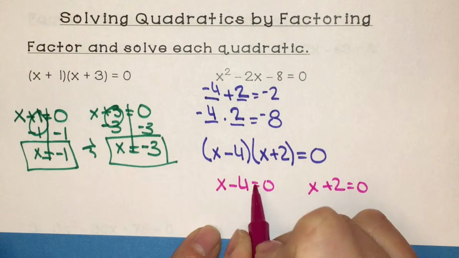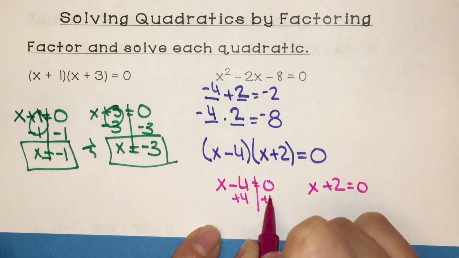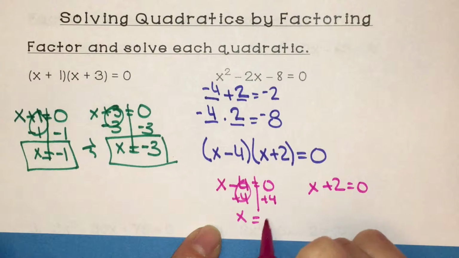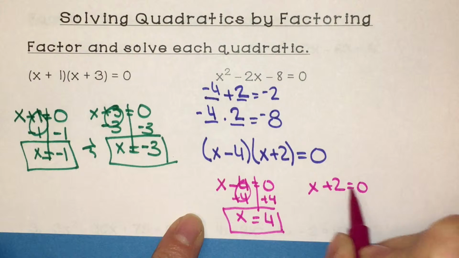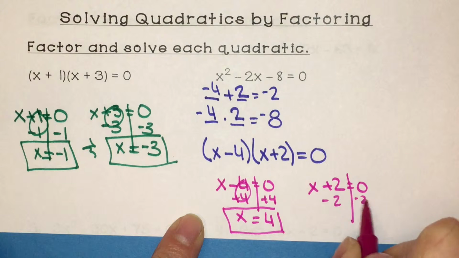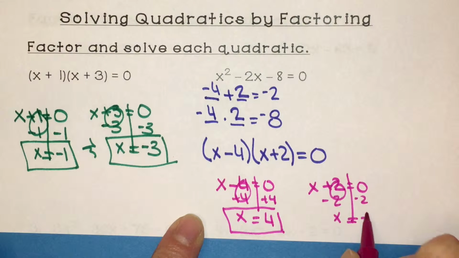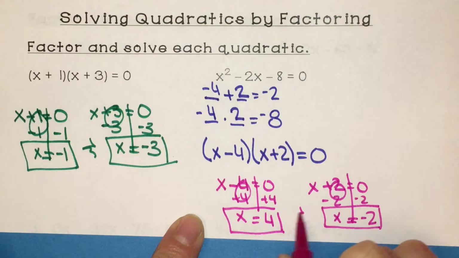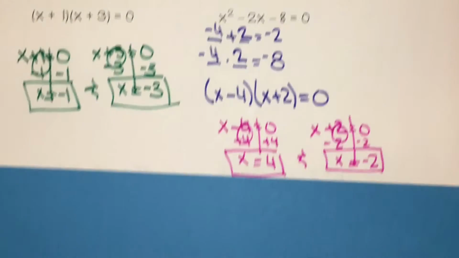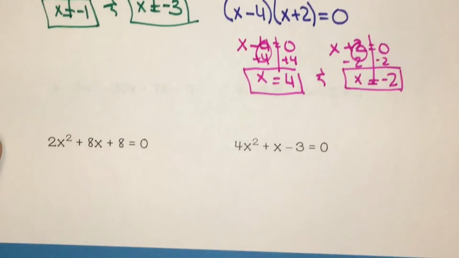Just solve. I'm going to add 4 to both sides. x equals positive 4. Over here, subtract 2 from both sides, and x is equal to negative 2. So here are my answers. All right, so that one was kind of simple. We're going to get a little more complex.